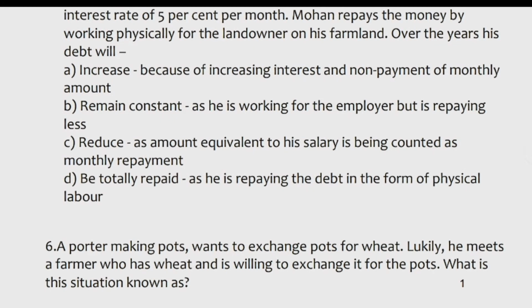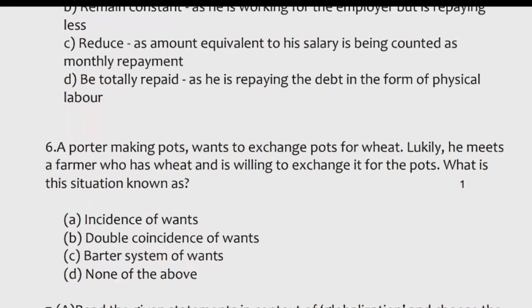6. A potter making pots wants to exchange pots for wheat. Luckily, he meets a farmer who has wheat and is willing to exchange it for the pots. What is this situation known as? Options: A. Incidence of wants. B. Double coincidence of wants. C. Barter system of wants. D. None of the above.